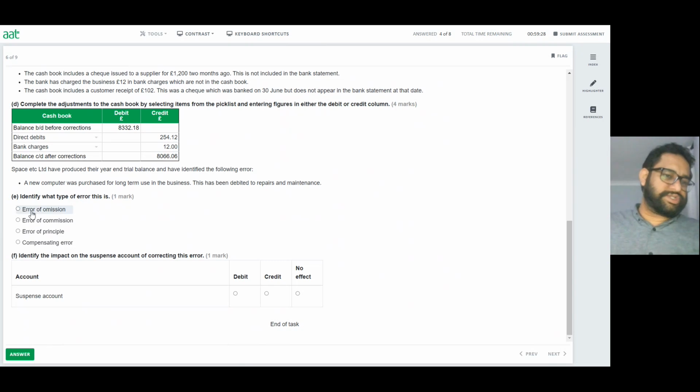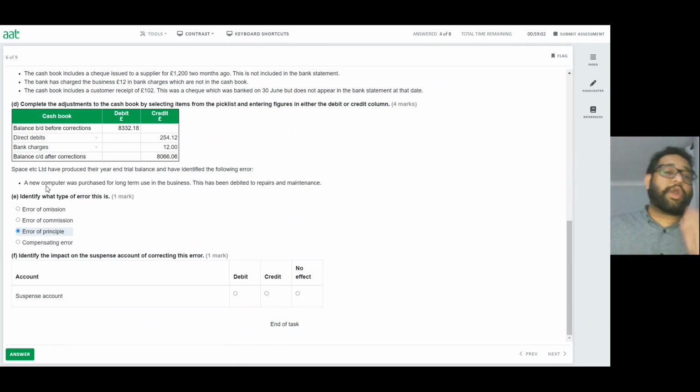Now let's see the next question. A new computer was purchased for long-term use in the business. This has been debited to repair and maintenance. What type of error is it? This is, in this scenario, an error of principle. Why? A computer is an asset. Instead of recording it in an asset account, we have recorded it into a completely different type of account, which is an expense account, repair and maintenance. Therefore, we call that an error of principle.